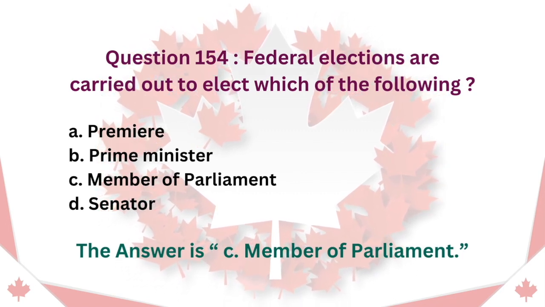Question 154. Federal elections are carried out to elect which of the following? A. Premier. B. Prime Minister. C. Member of Parliament. D. Senator. The answer is C. Member of Parliament.